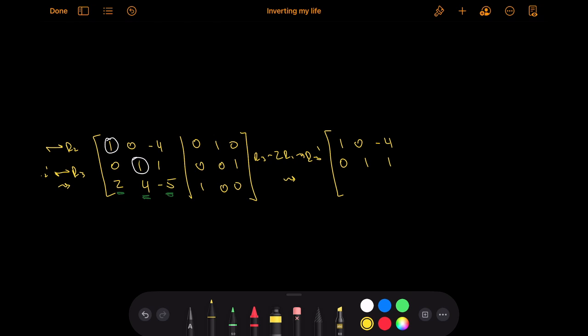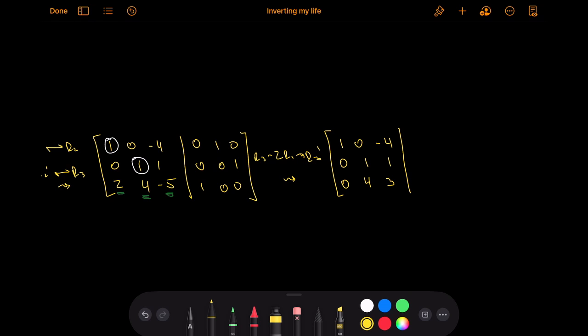So the first two stay the same. The third one, so we have 2 minus 2, which would be 0. Then 4 minus 0 is just 4. And then -5 minus 2 times -4. So -2 times -4 is just 8. So we have 8 minus 5, which is just 3.